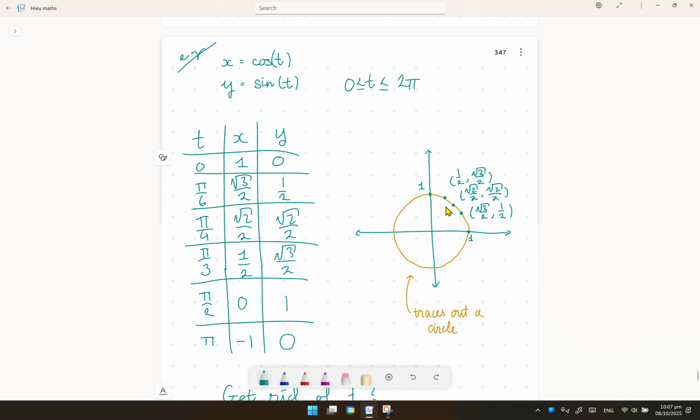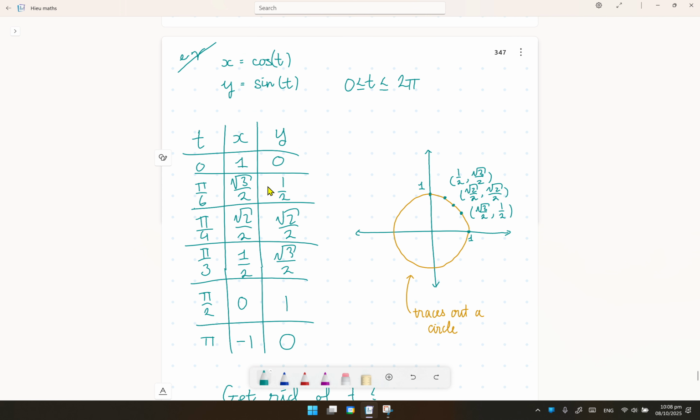This is the parametric curve. And the fact that it's a circle is indicative of the definition of cos and sine, that they trace out the horizontal and the vertical components of a circle. But that's outside of parametric. That's not a parametric thing. But you can see how by plotting the different points, we can get a curve.